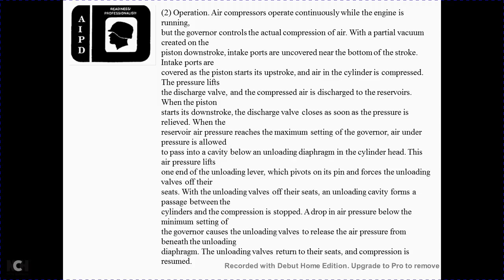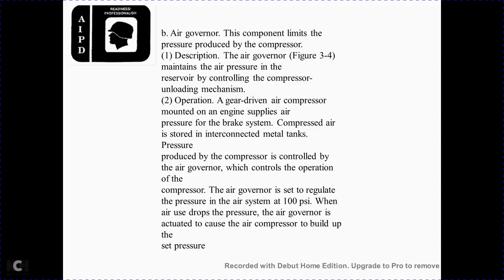The unloading valve seat's unloaded cavity forms a passage between the cylinder and the compressor and stops compression. When the air pressure drops below the minimum setting of the governor, the unloading valve releases the air pressure beneath the unloading diaphragm. The unloading valve returns to the seat and compression is resumed.